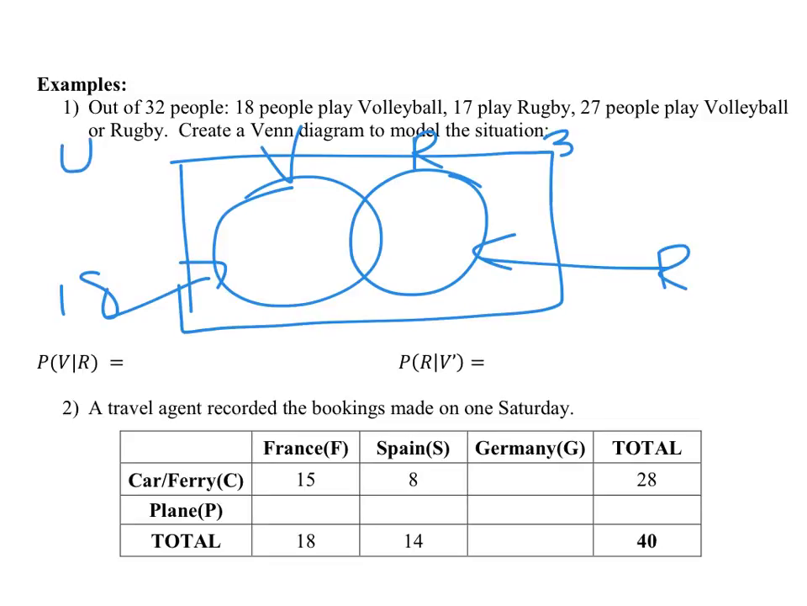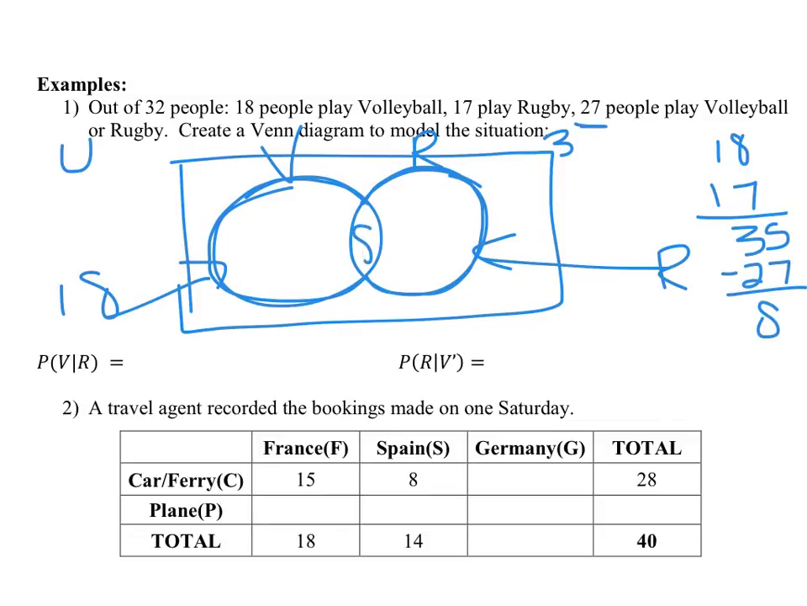So the or, remember that's the union, the or, that's this total piece, all of these added together. Okay, but when I add 18 and 17 together, I get 35. So it should be 27. So remember what that means is that the overlap is 8. We have an overlap there. All right, so if I add all these up, I get 10, 8, and 9. I get 27. My total should be 32. So I know that I have 5 people out here that don't play rugby or volleyball.